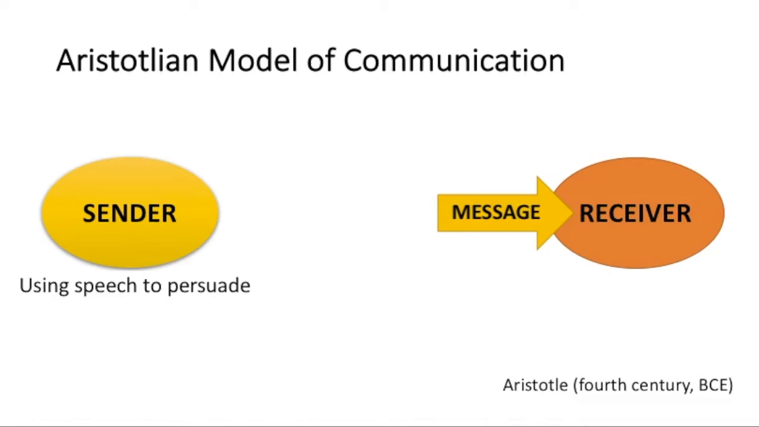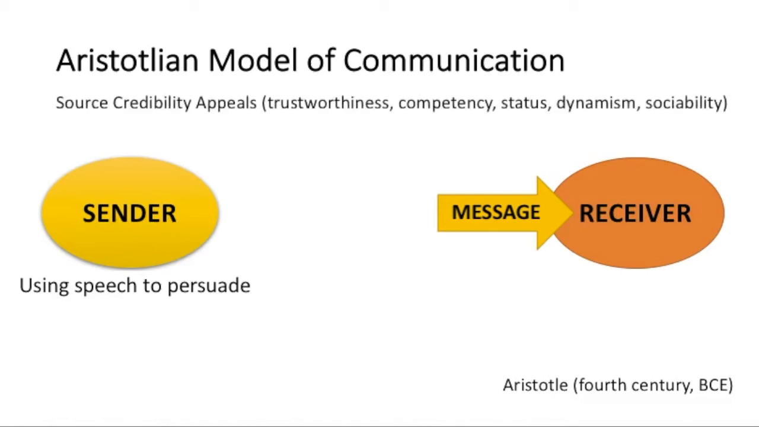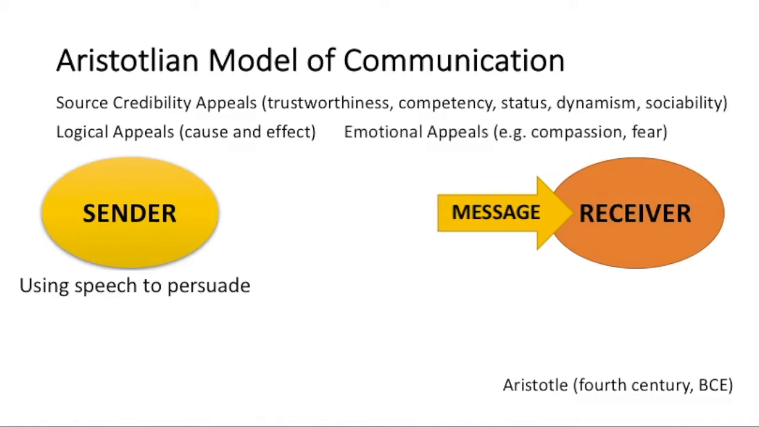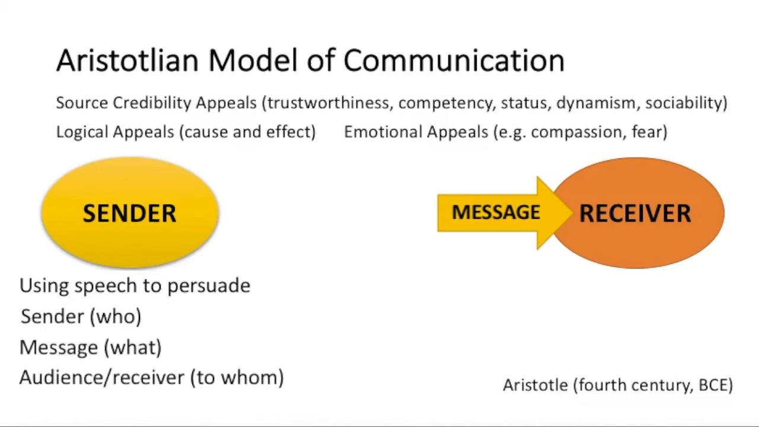The model also suggests that senders rely on three main strategies, which are called appeals, to persuade an audience. Source credibility appeals, which leverage the experience and likability of the sender, logical appeals, which try to persuade through reasoning, and emotional appeals. This breakdown of strategies is quite useful, particularly when analyzing political speeches. So, overall, this model introduces the idea of a sender, a message, and receiver.